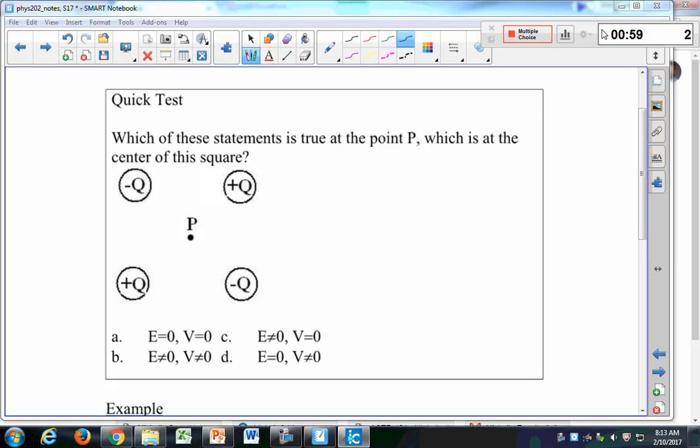And in that case, you need to imagine that you have a positive test charge here, and then imagine what is the direction of the force that positive test charge feels, and then draw out the vectors, and you'll see whether or not the electric field goes to zero or not. Sometimes it'll cancel and sometimes it won't.